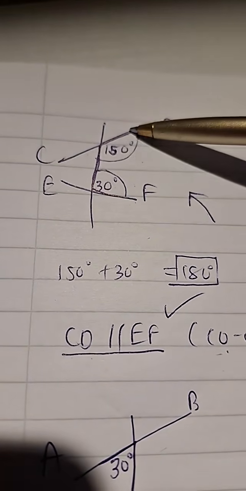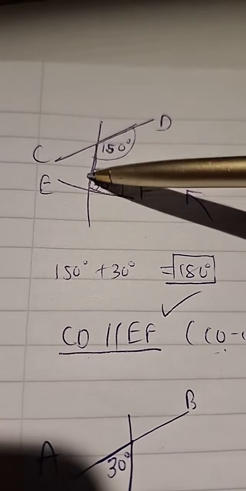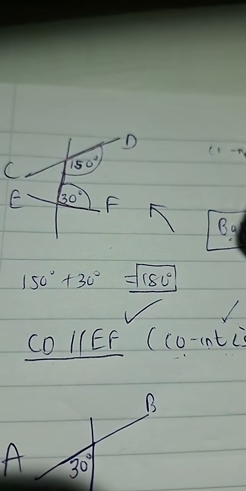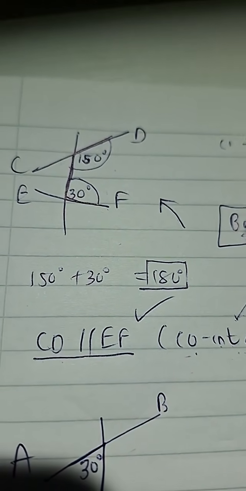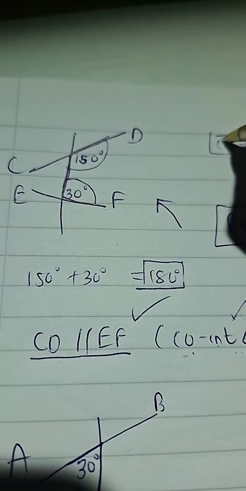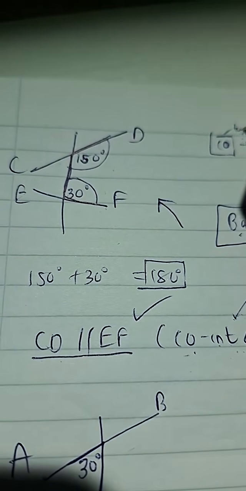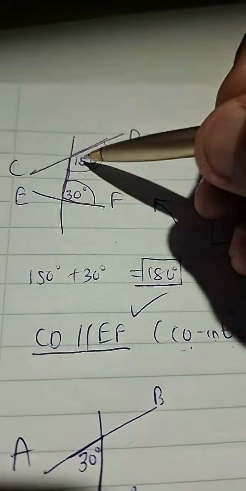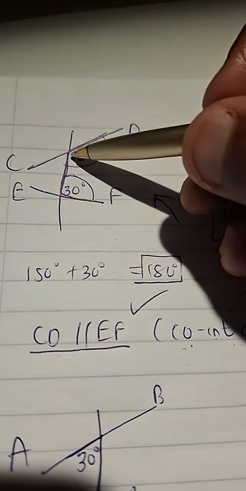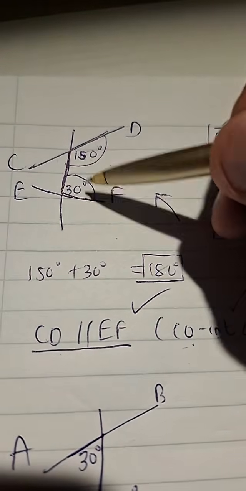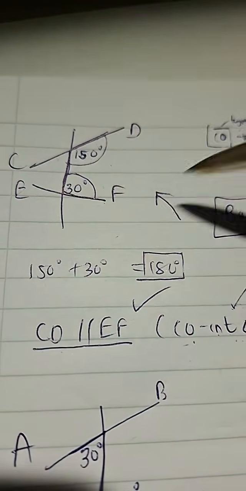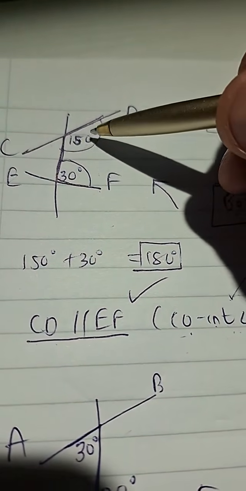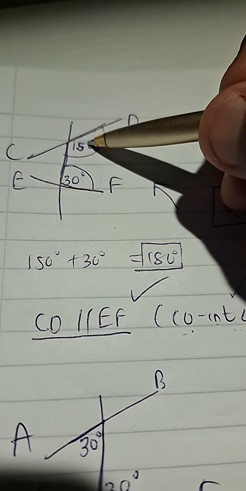These two angles are in which position? The co-interior position. Remember the word co-interior itself means this. Co is a prefix that means together. Interior means inside. So these angles here, they are together inside these two lines. So the word co-interior refers to the position of the angles.